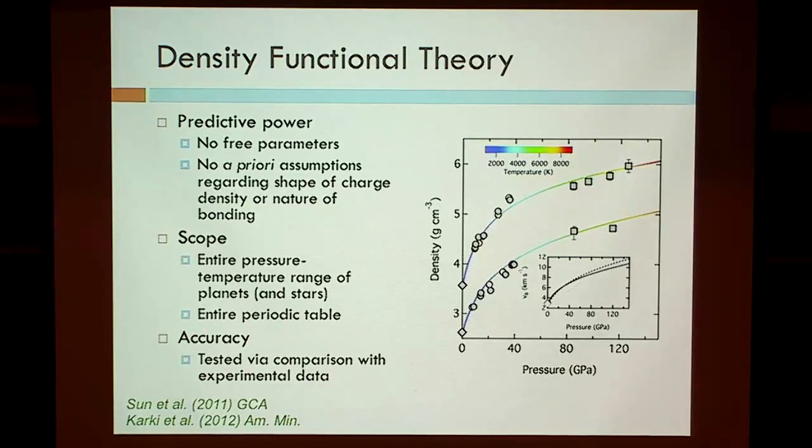Accuracy is tested via comparison with experiment. And this is just one example here. These are the Hugoniot curves of two liquids, diopside and anorthite, and the experimental data from Paul Asimow and his group are in the symbols here, and the density functional, the ab initio prediction, is the curve. And of course, as you shock a material, as you compress it dynamically, you heat it as well. And so we're able to add information to this by calculating the temperature along the Hugoniot as well.